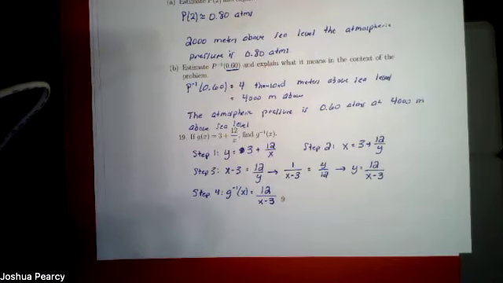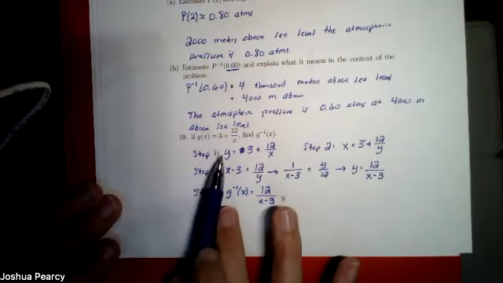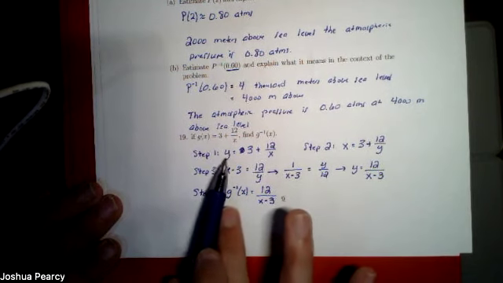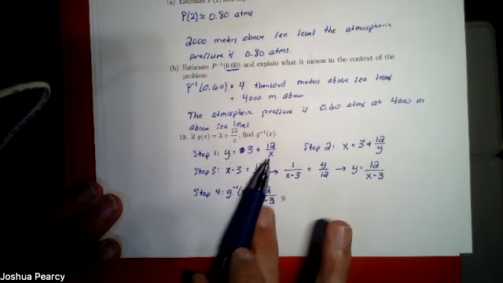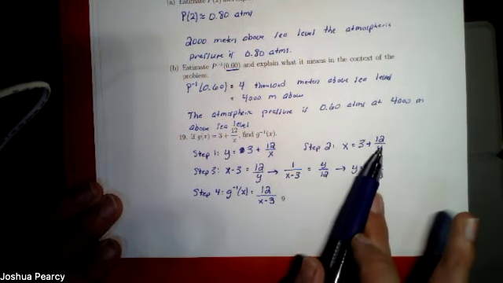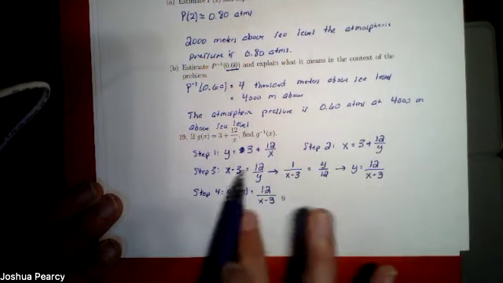So that's how I find the inverse. First step, replace f of x or g of x with y. So here I have y is 3 plus 12 over x. Then I interchange the locations of x and y. Then I resolve my equation for y in step 3.